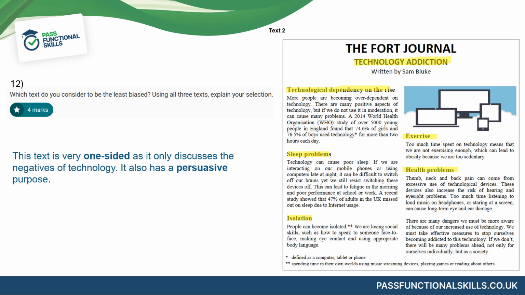And we've got lots of facts to support those points because it is an academic journal. However, because these facts are used in a negative way and we've only got negative points and facts about technology, this means that this text is actually biased. So this is why it's really important to think about whether a text is one-sided or not as your first port of call when thinking about bias.